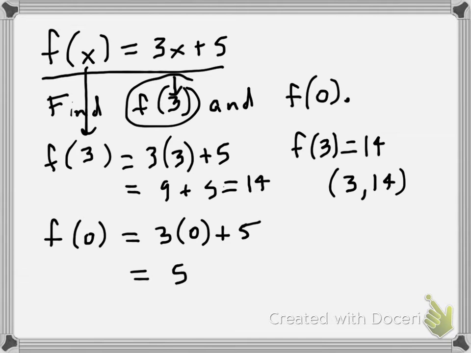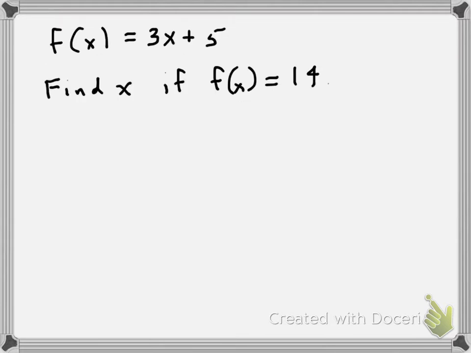Okay, so f of 0 equals 5. Again, if we want to get an ordered pair that goes with this particular statement, our x value is 0 from the parenthesis, and then our 5, that number on the other side, is our y value. So (0, 5) is going to be an ordered pair that goes with this particular statement.